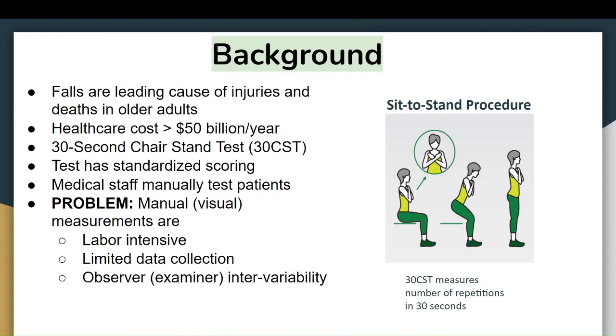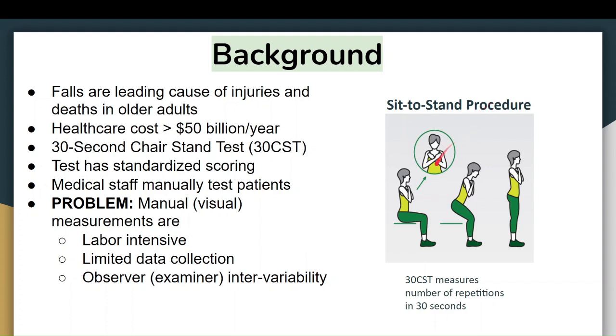And so for a little background, falls are actually one of the leading causes of injury and deaths in older adults, with the healthcare cost of falls totaling over $50 billion a year in the United States. One commonly used test to assess a patient's fall risk is the 30-second chair stand test.